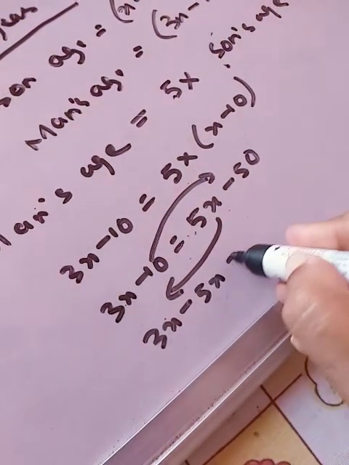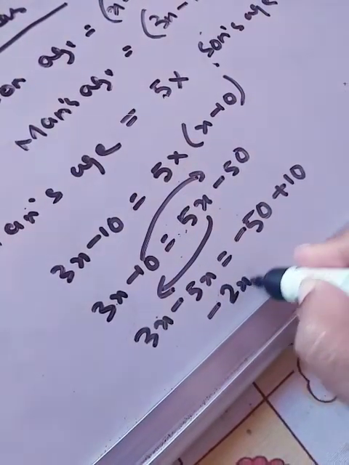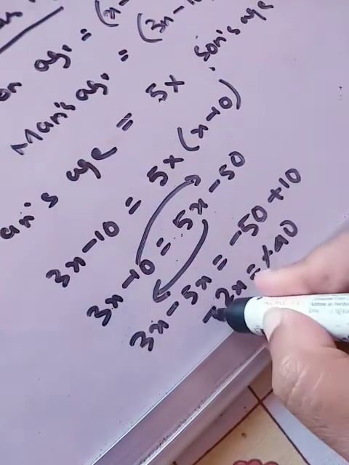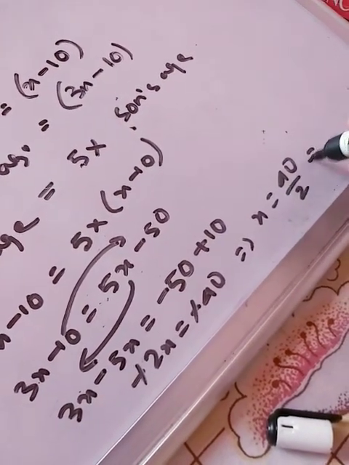Bring the variable to LHS and constant term to the right hand side. 3x minus 5x equals to minus 50 plus 10. So minus 2x equals to minus 40. Both the minus signs will be cancelled. So x equals to 40 by 2. So answer is 20. So whose age was x? Son's age was x. Exactly.